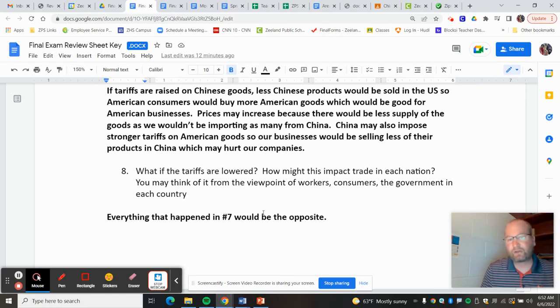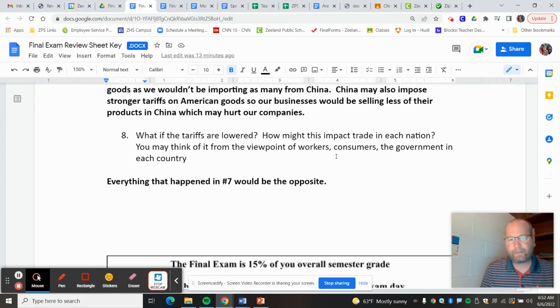So what if tariffs are lowered? How might this impact trade in each nation? Well, it's all this, but just the opposite would happen.